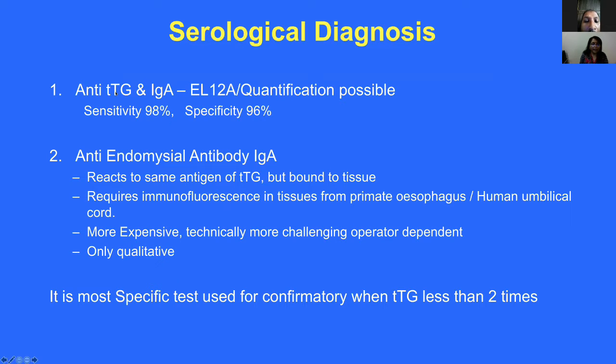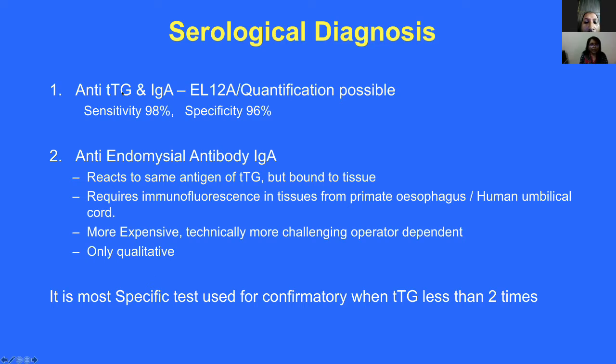Coming first to the serological diagnosis, the main antibody which is important in patients with celiac disease is anti-TTG, that is anti-tissue transglutaminase, IgA variety, and also the serum IgA level. This can be done by ELISA, and quantification is also possible.